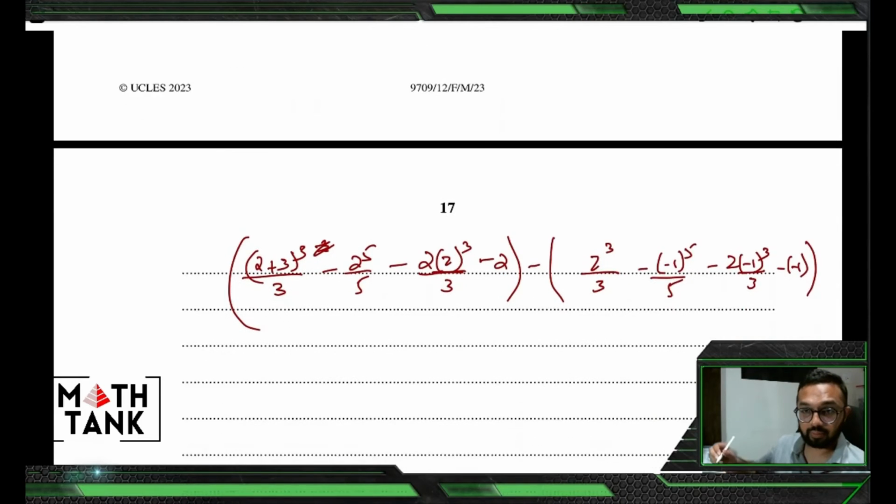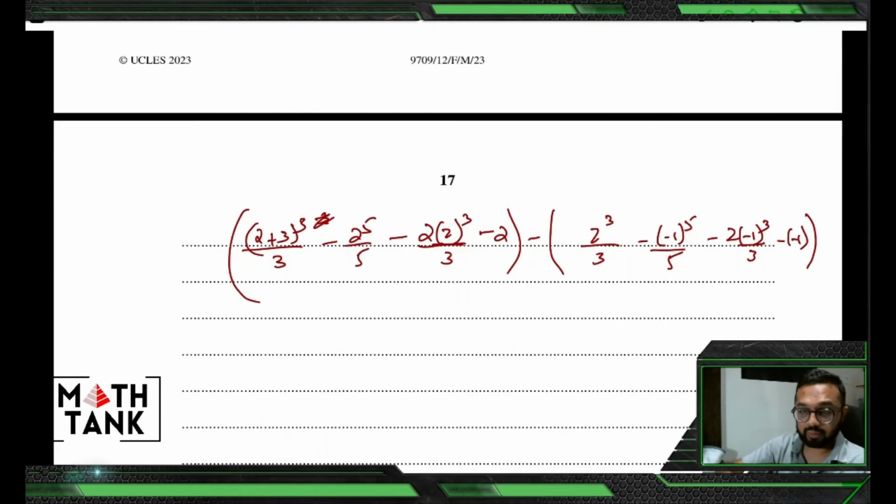Okay, so that's the mistake that I was doing earlier, which is why I wasn't getting the correct answer. So 5 cubed, so 125 over 3 minus 32 over 5 minus 16 over 3 minus 2. So 419 over 15. Then 8 over 3, and that gives me plus 1 over 5 plus 2 over 3, I think, and then plus 1 as well. That gives me 68 over 15.